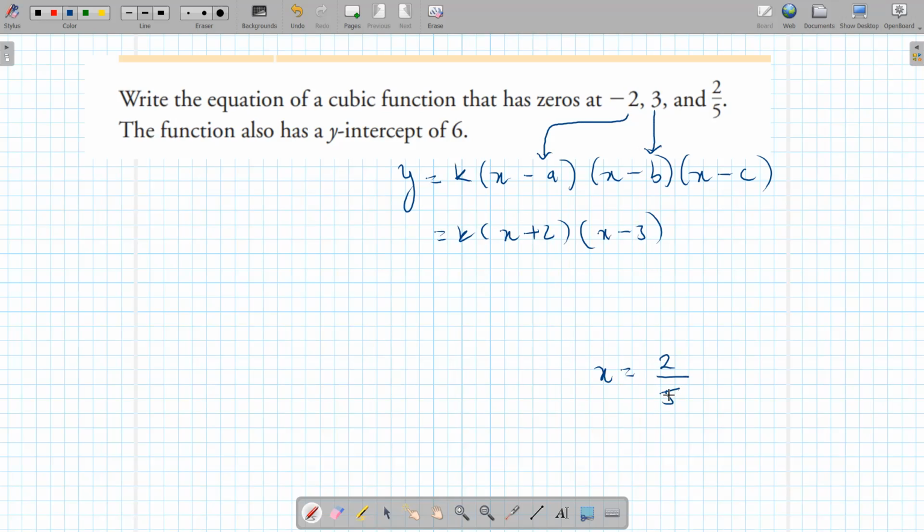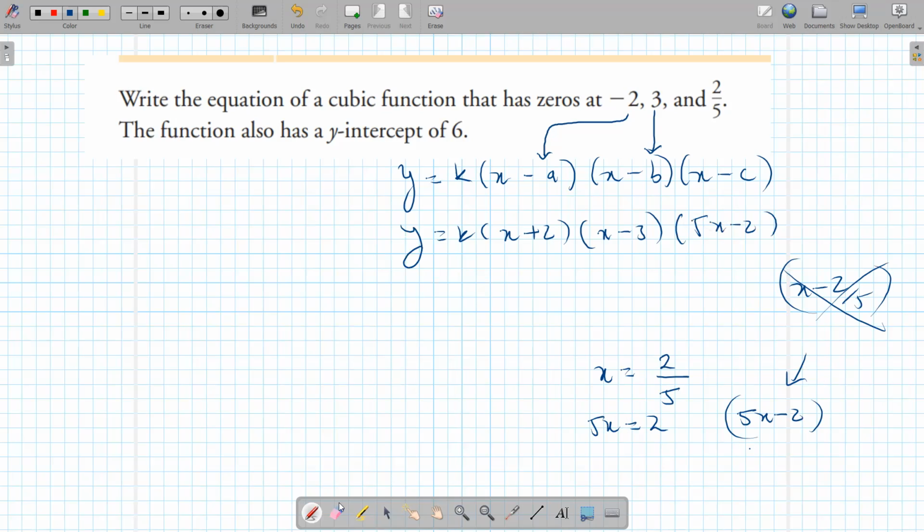Multiply 5 on both sides. Subtract 2 on both sides. There you go. That's what it is technically. It's not x minus 2 over 5. Okay? When you get a fraction or something, you're going to have to work backwards to see what it actually was. So this is 5x minus 2. There you go. That's the equation.